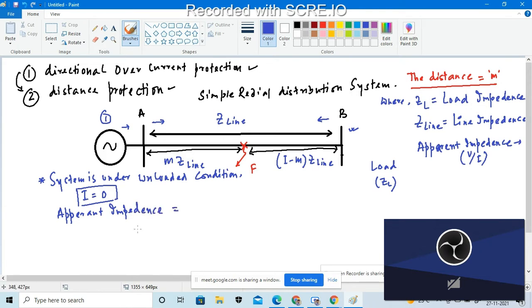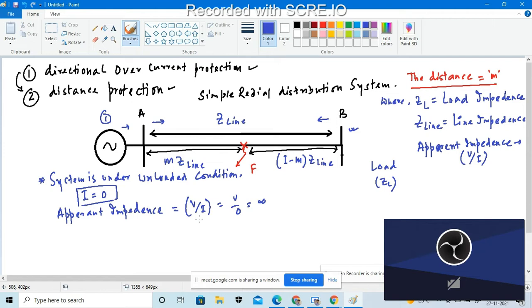How much will it be? Tell me, infinity. It is V by I, that means V by 0, that means it goes to infinity. So that is why the apparent impedance under unloaded condition, that will be seen by any such kind of relay if I connect any relay in a system, should go to infinite.